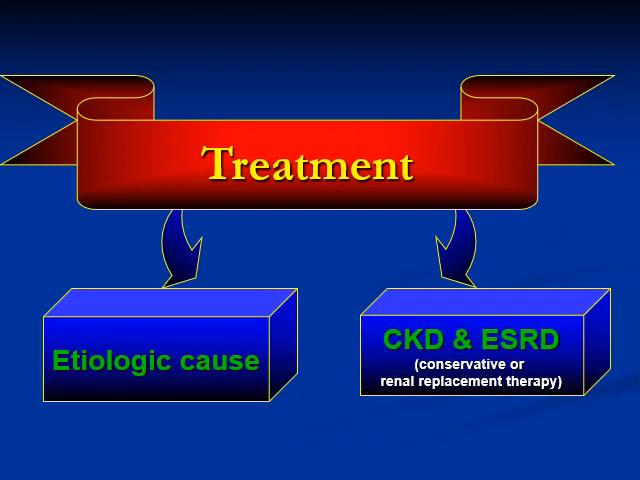The main line of treatment of chronic interstitial nephritis, if it is early, is the treatment of the etiologic cause. But once the patient progresses and he develops chronic kidney disease, the treatment is that of a conservative management of a chronic kidney disease. And once the patient reaches the 5th stage of the chronic kidney disease, which is the end-stage renal disease, the only solution is a renal replacement therapy in the form of dialysis or renal transplantation.